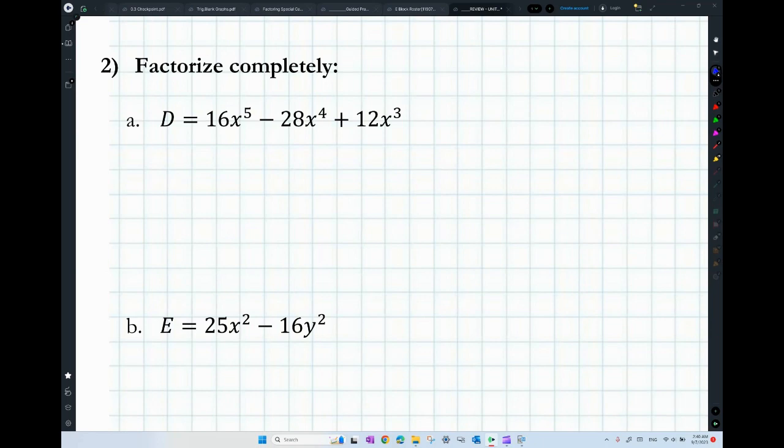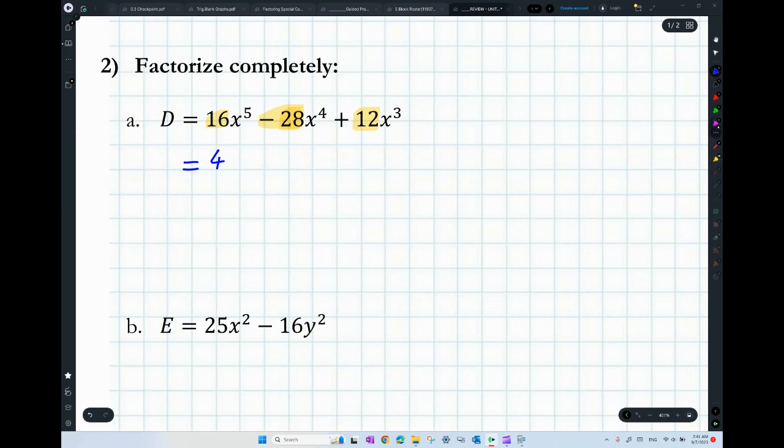Question number 2, factorize. Now, the first thing you have to do is to factor out the greatest common factor if there is one. And there is one here. First, regarding the coefficients, 16, 20, negative 28, and 12 can all be divided by 4. So I'm going to factor out this 4.